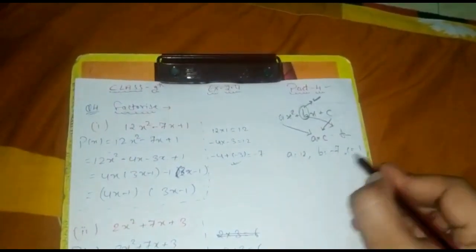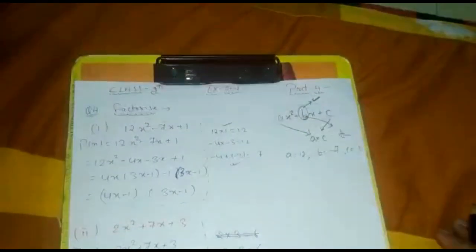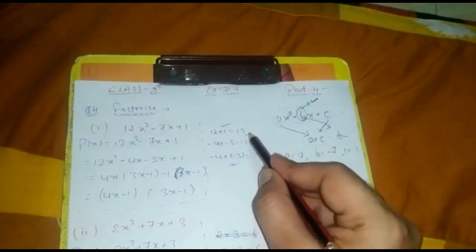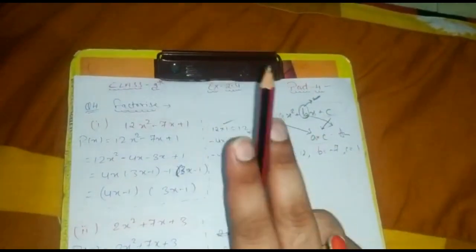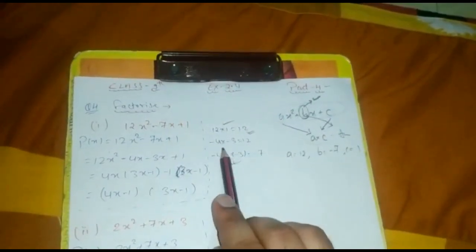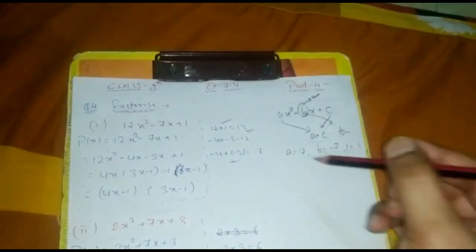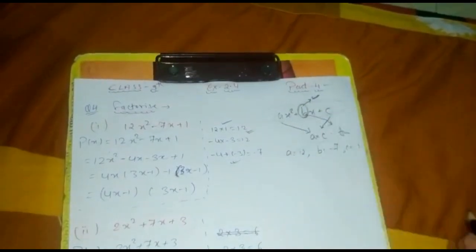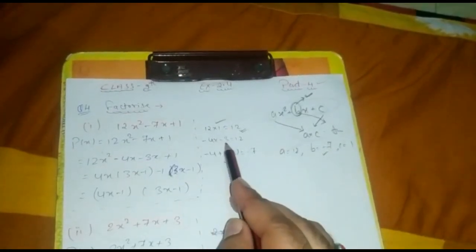Now we have to multiply a and c. That means 12 into 1. So our answer is 12. Now we have to find two numbers. When we multiply them, they will give the same answer as a into c, and when we add them, they will give the answer equal to our value of b. So here the two numbers are minus 4 and minus 3.